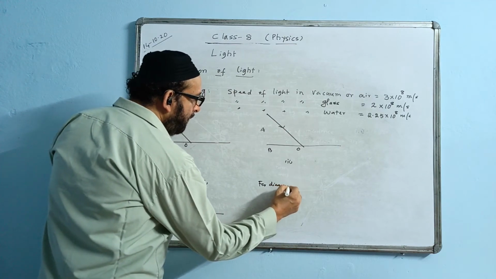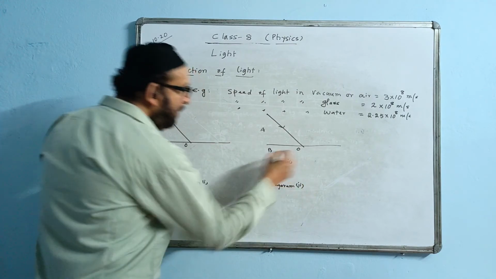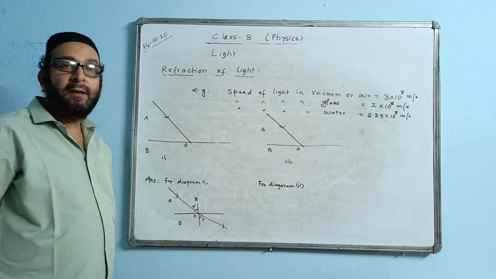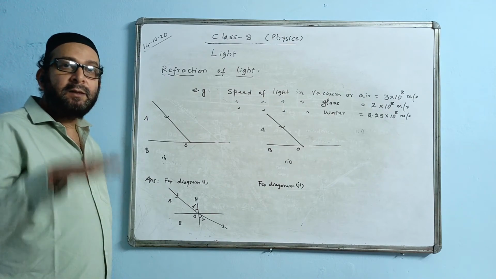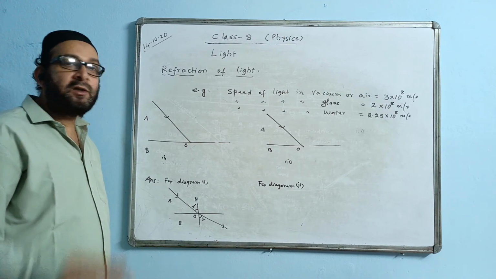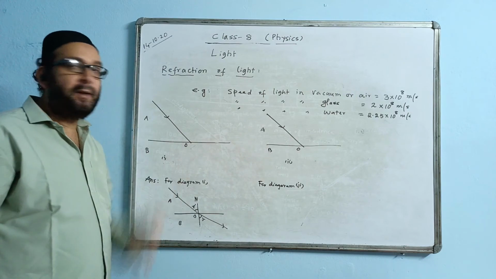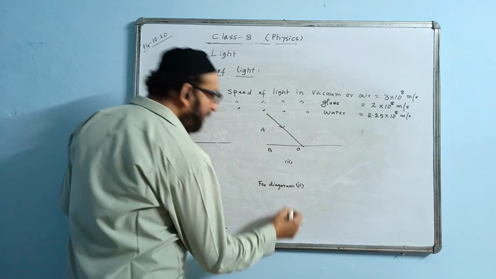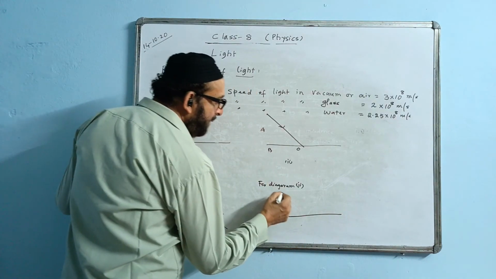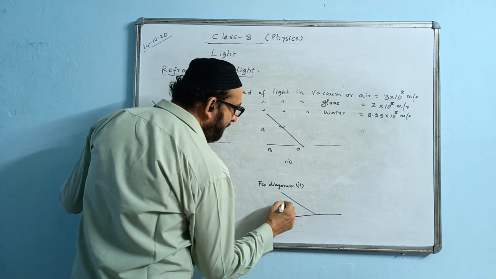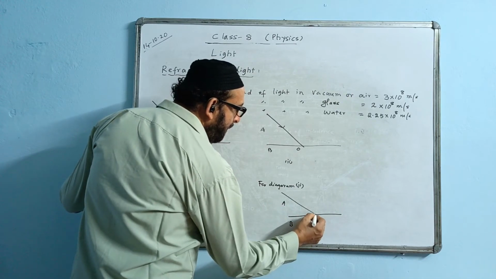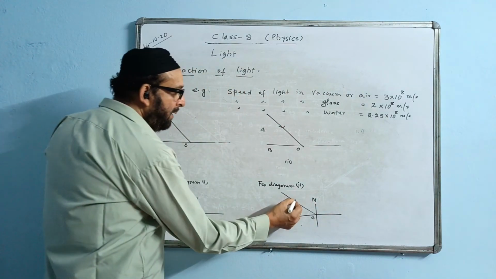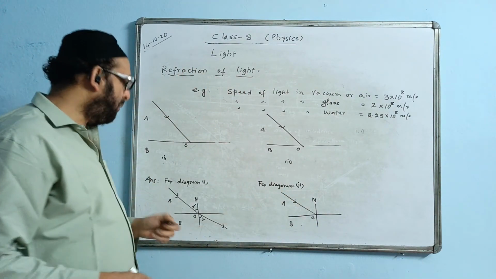Now we write for diagram 2. The clue is given: the speed of light in medium B decreases, or the light slows down while entering medium B. The question says, copy and complete the diagram. So here again we draw the same way, like this. This is medium A, this is medium B. Now here at O, the point of incidence, we draw the normal, and the arrow is there. This much was given in the question.